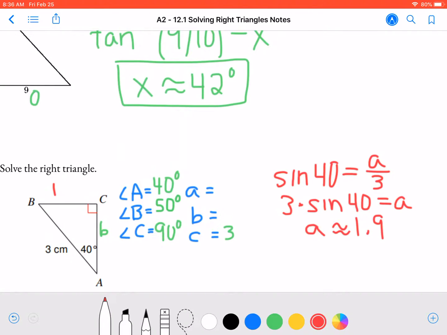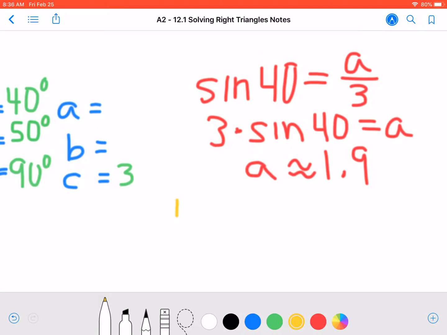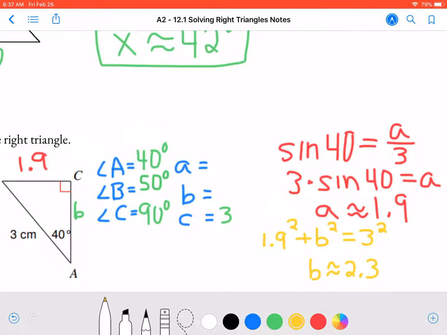Now to find B, all I have to do is the Pythagorean theorem. I have 2 out of the 3 sides of a right triangle here. So I would say 1.9 squared plus B squared equals 3 squared. If you go through and do the Pythagorean theorem, I'm not going to go through every step of that. You would get 2.3 for B. So A was 1.9 and B was 2.3.